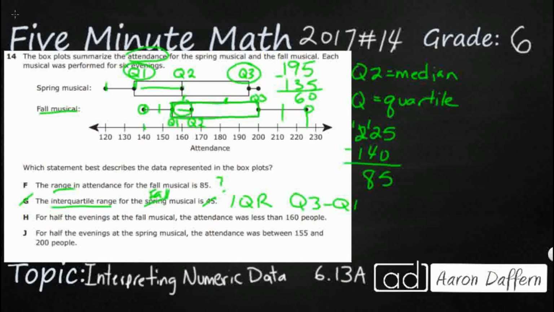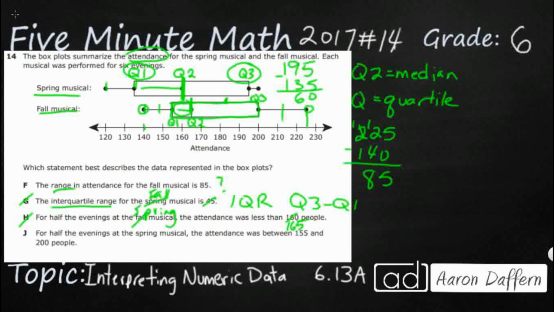H, for half the evenings at the fall musical, the attendance was less than 160. So half the evenings at the fall. Nope, look at this 160 right here. That 160 shows up in spring. And yes, you could say half was there for the spring. But for the fall, this median right here is 165. So right idea, wrong musical.